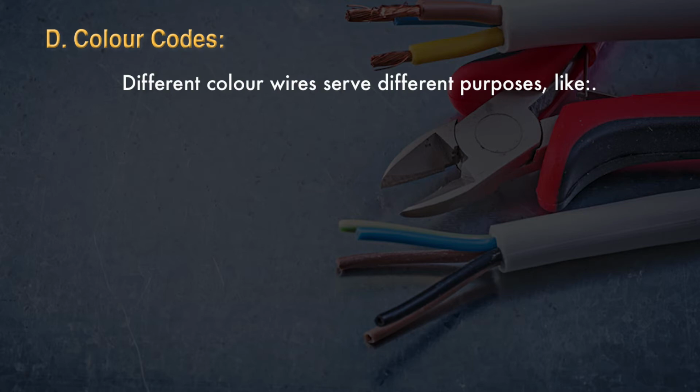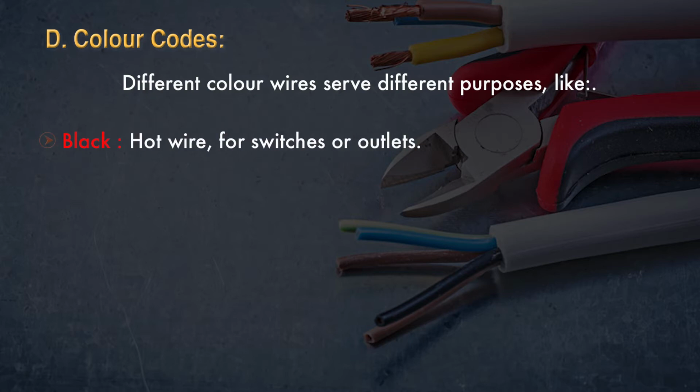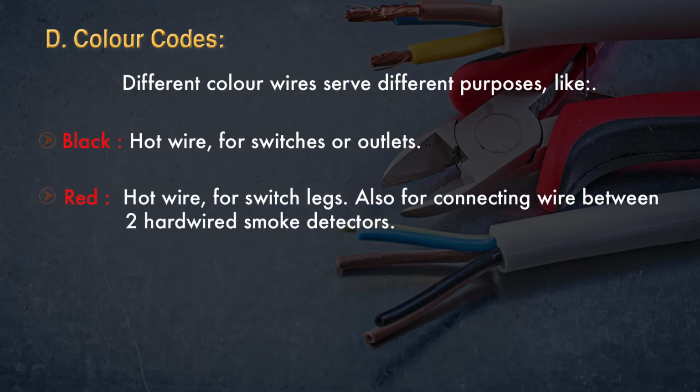Now we are going to discuss the color codes. Different color wires serve different purposes, like black wire. This black wire serves as a hot wire for the switches or outlets. The red wire is used as a hot wire for the switch legs, and also for connecting wire between two hard wired smoke detectors.